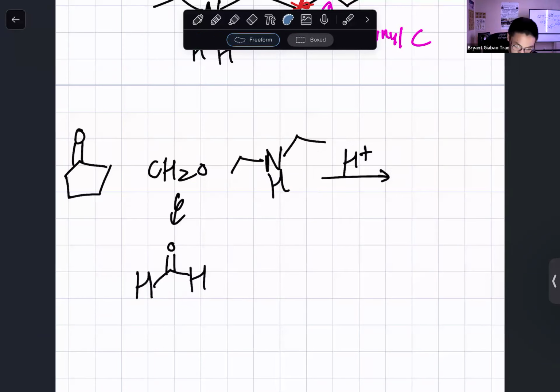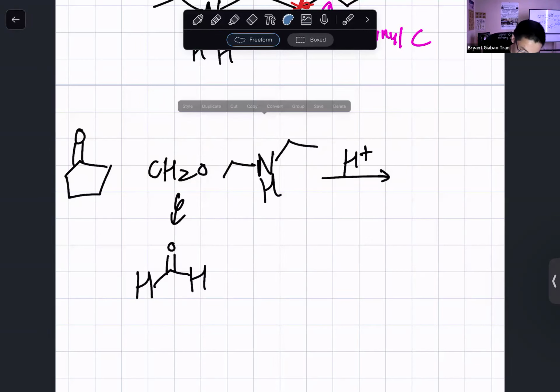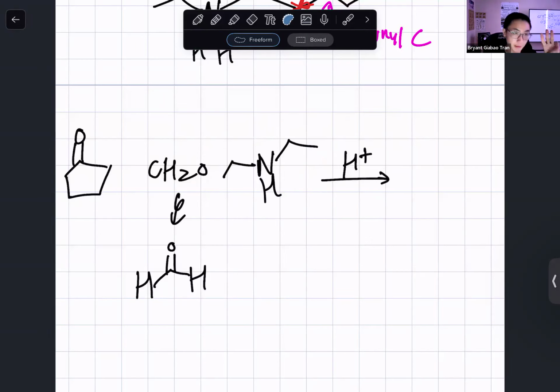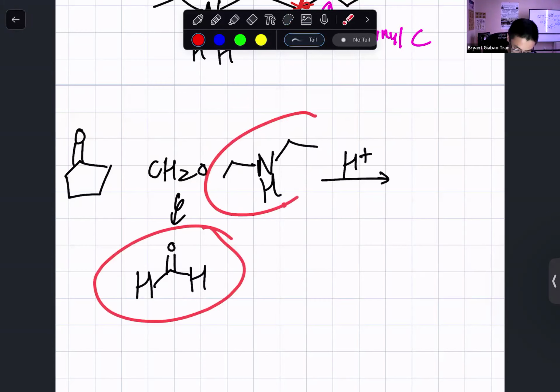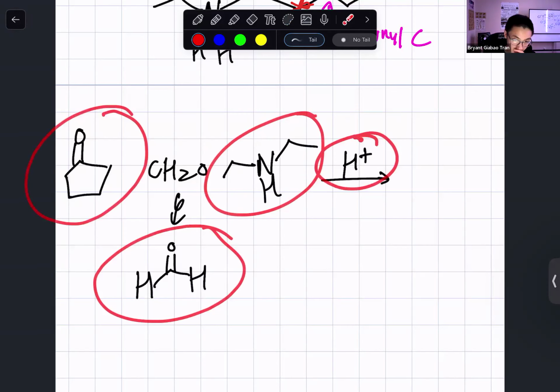First you have to determine that you do have a Mannich reaction in the first place. And to do that, you have to recognize your three components: the more reactive carbonyl, the amine, the less reactive carbonyl, and the acid, the acidic conditions, right? Once you figure those reagents out for a Mannich reaction, then you could do this trick to predict the product quickly.